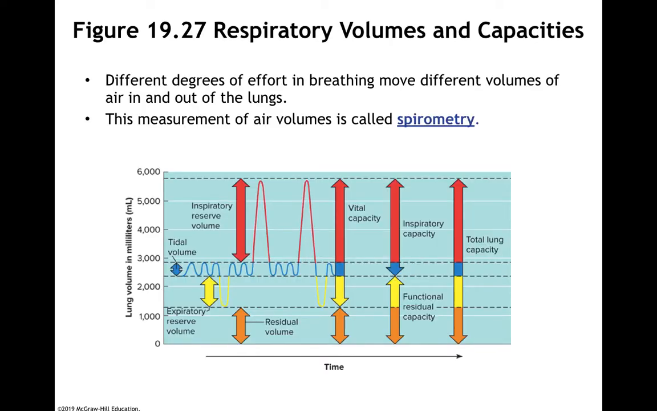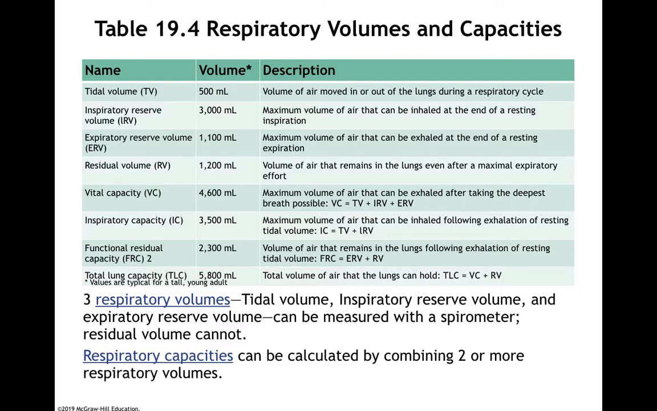There are some volumes and capacities of the lungs that we can measure using a machine called a spirometer. There are things like the inspiratory reserve volume, the vital capacity, the inspiratory capacity, the total lung capacity, expiratory reserve, and residual volume. All of these are going to be important in differentially determining what kind of lung disease is going on in a patient. So I will walk you through this a little bit.